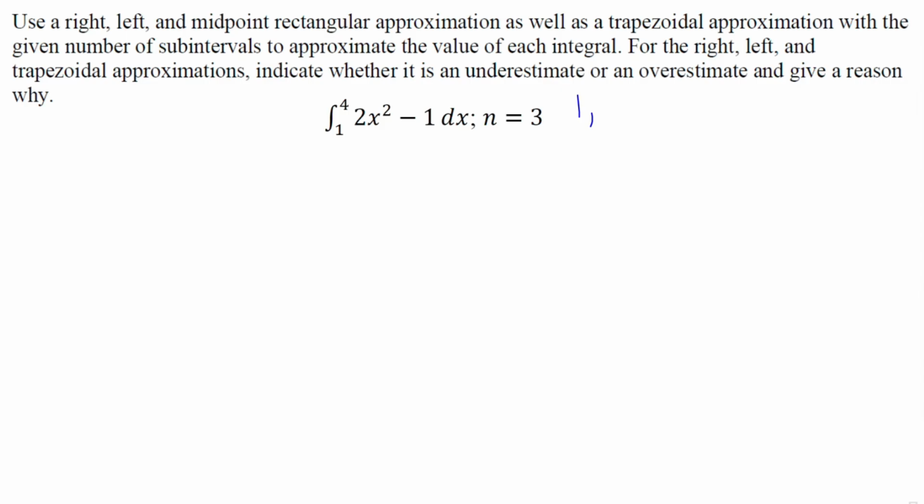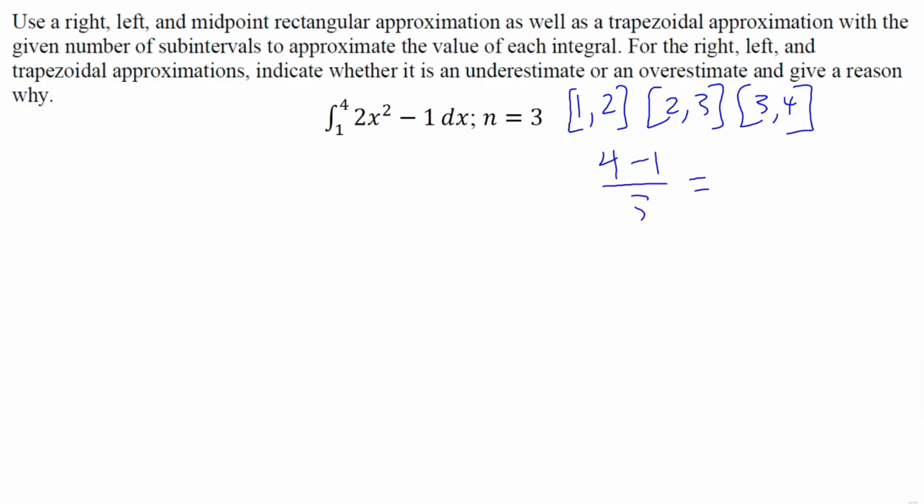and our subintervals are going to be from 1 to 2. I guess we'll put that into a bracket, actually. Might as well. So our subintervals are going to be 1 to 2, 2 to 3, and 3 to 4. We know they're each of length 1 because we're going from 1 to 4. 4 minus 1 is 3, and we have 3 subintervals, and thus each one has a length of 1. So this will apply for all of our different approximations.